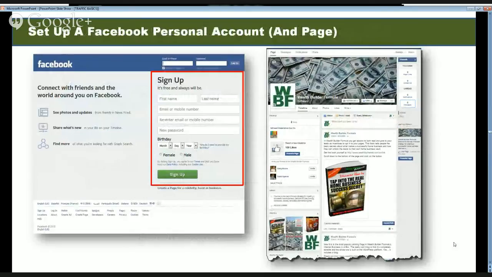So, what do you need to do Facebook advertising? The first thing that you need to do is to have a Facebook account. There are two really basic things in Facebook. One is a personal account, and you can't do anything unless you have that. And the second thing is a Facebook page. And here you're looking at the Wealth Builder Formula page. Now, you set up a page once you have a personal account. So you must have that personal account first, and your homework today is to go in and sign up for a Facebook personal account if you don't already have one.